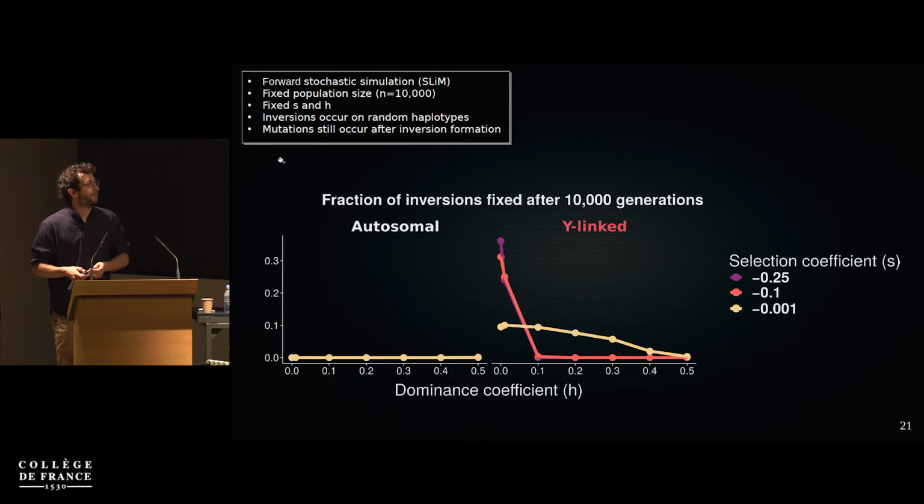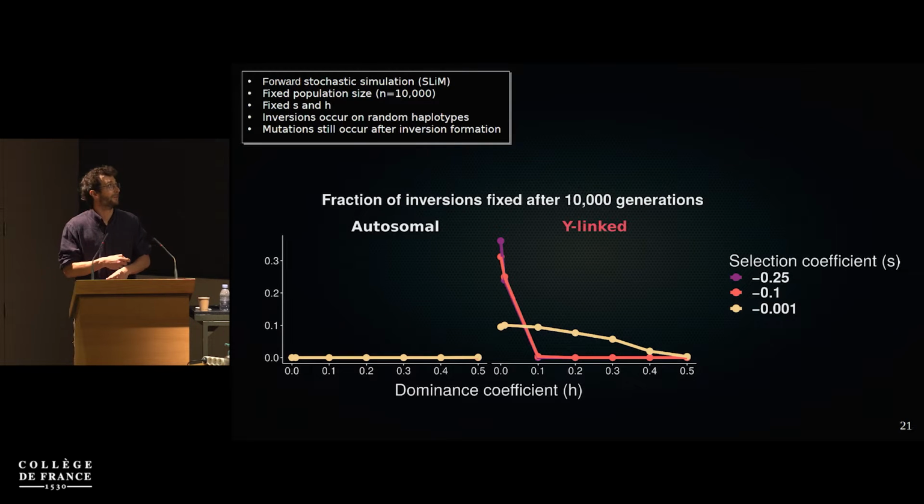Again, this was for one combination of parameters, and we have tested it with different population sizes, selection coefficients, dominance coefficients, and many other parameters. And we always observe the same pattern. Y-linked inversions are much more likely to fix than inversions on the autosomes due to the permanent heterozygosity. Here we have the fraction of inversions fixed after 10,000 generations on the Y chromosome and on the autosome. And you can see that Y-linked inversions are much more likely to fix. You can also see that the more recessive the mutations segregating in the genome are, the more likely Y-linked inversions are to fix.